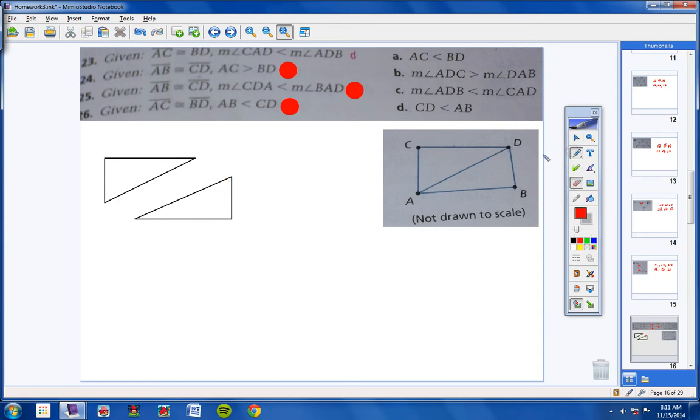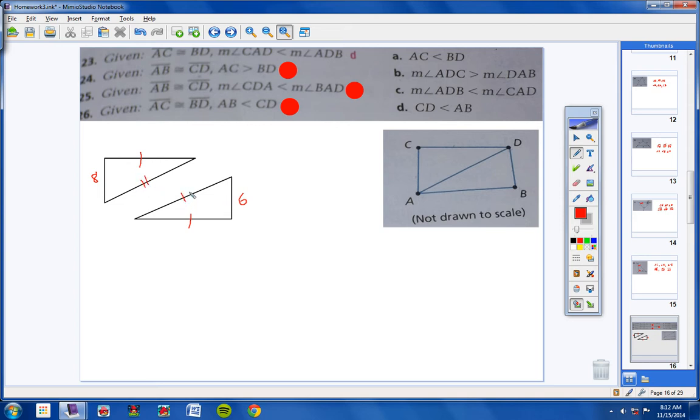Alright, here we go. AB is congruent to CD. So AB right here is congruent to CD right here. AC is greater than BD. So we're going to say this is 8, and we'll call this 6 right here. Okay, this side here is greater than this side here. Now we know this side here is congruent to this side here.